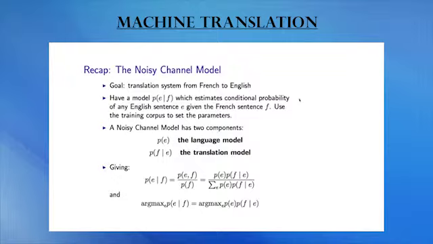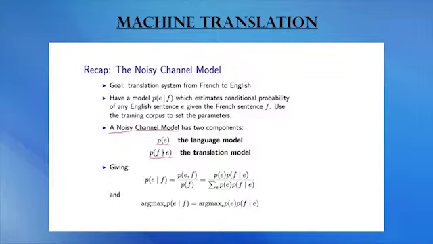So just to recap, this is a slide from the last segment of this class. This is a recap of the noisy channel model, which was introduced by the IBM researchers to translation. So a noisy channel model, as we said, has two components. Firstly, P of E. This is a language model. This is a model that assigns a probability to any sentence in English. And secondly, P of F given E. So this is what's called the translation model. This assigns the model for a French sentence given an English sentence.